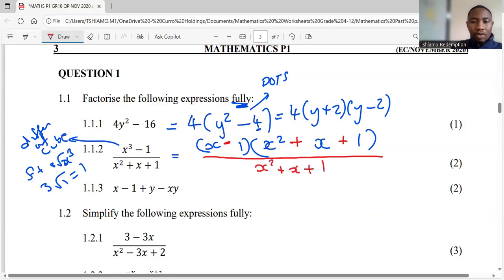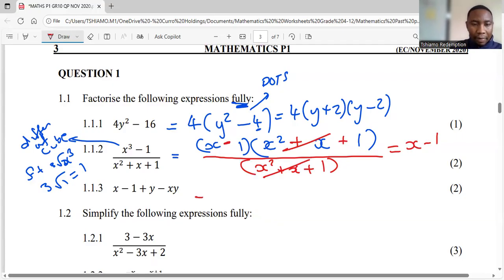So, and then what do you notice here? These 2 brackets are the same. So they cancel out, and then what is your final answer? x plus 1. So you have to notice difference or sum of cubes. That's how you do it.